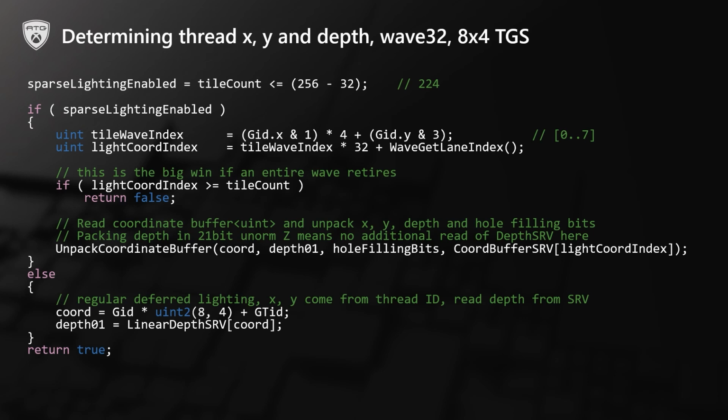And then we have the case where we have more than 224 lighting calculations to do. So we compute what is essentially the dispatch thread ID, although because we rotated the group ID, we have to compute dispatch thread ID ourselves. So now we have the pixel XY simply derived, and we read depth from the depth SRV. And that's it. The deferred lighting then carries on as normal. Every thread has its XY coordinate and its depth. Once we're done with deferred lighting, we need to do the hole filling as a post step.